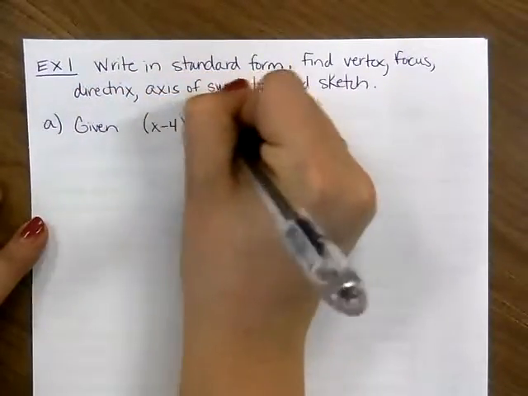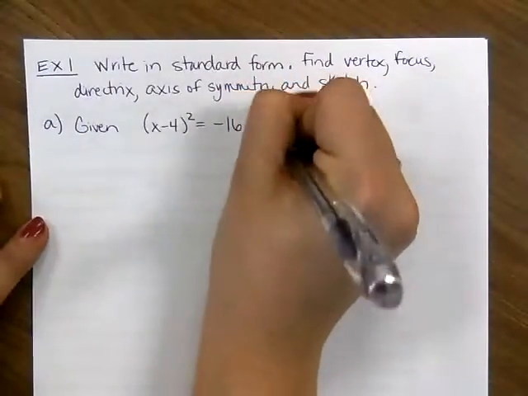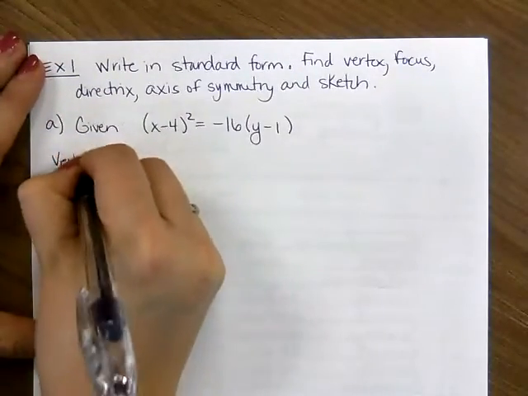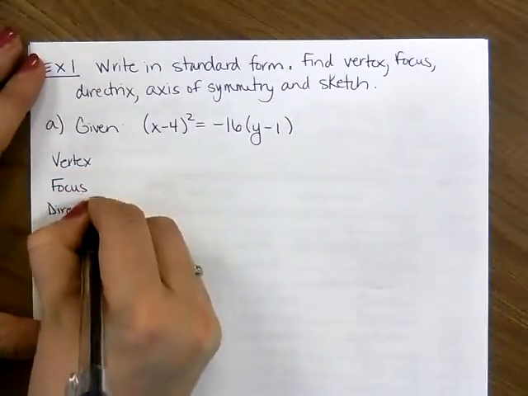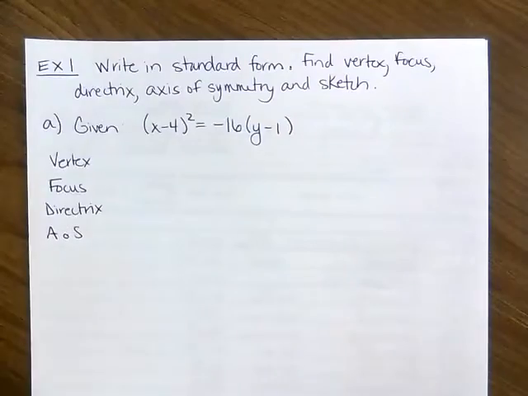Okay, so this is what we're given. Now the first part says to write this in standard form. But do you notice that it's already in standard form in this case? Right? So we don't have to do that. That part's done. So now we have to find all the information: the vertex, the focus, the directrix, and the axis of symmetry. And then we're going to sketch it in a second.